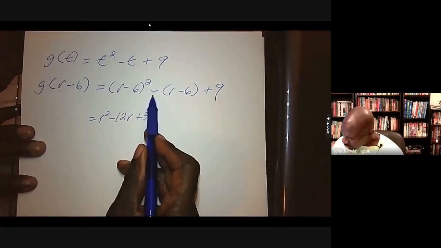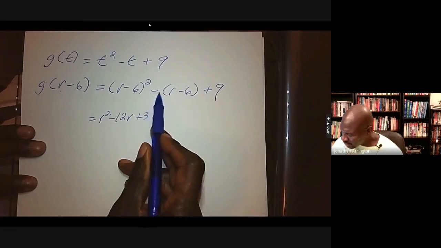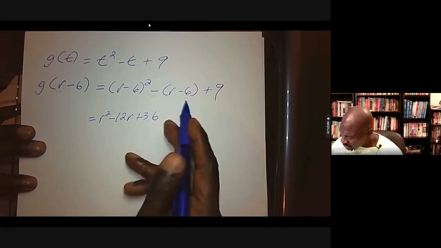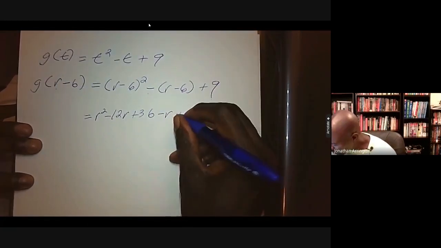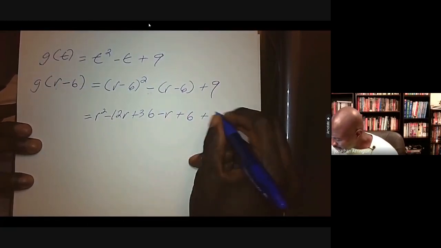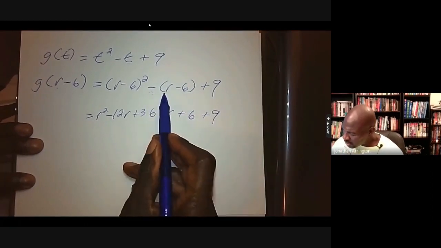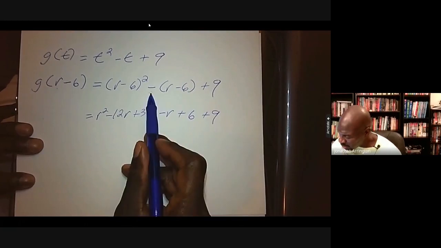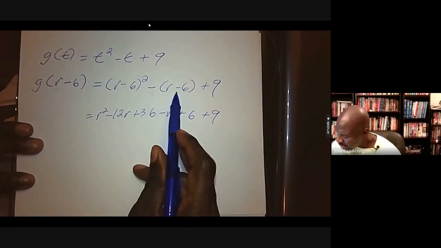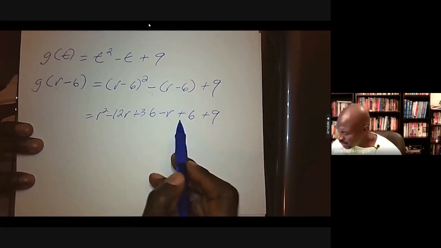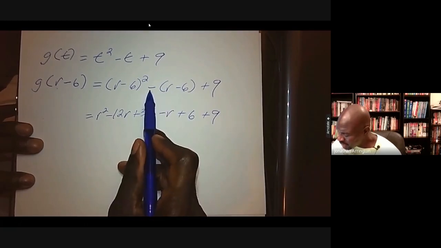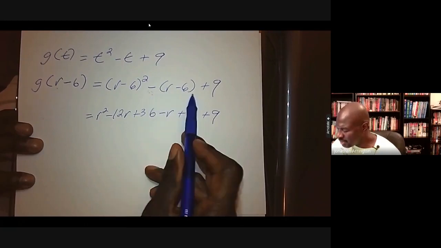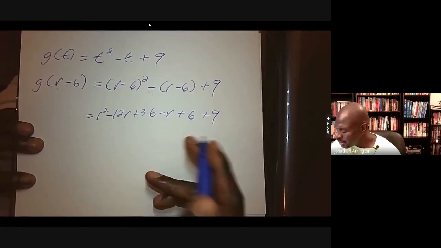And very important to remember, this minus sign here applies to everything here in parentheses. So it's going to be minus r plus 6, and then plus 9. So I don't want to overlook this part here, because this is where a lot of mistakes occur. A lot of people would have put a minus sign in front of r, but kept minus 6. And again, this minus sign is applied to everything in the parentheses. We change the sign of everything in the parentheses. That's very important to remember.